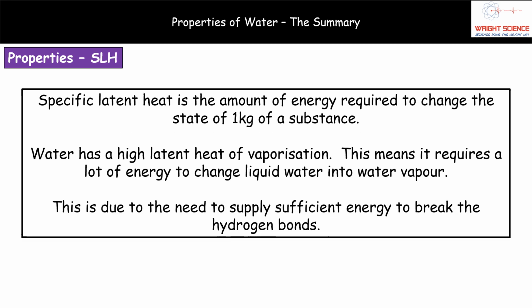Our second thermal property we need to concern ourselves with is the specific latent heat of vaporization. Now, specific latent heat is just the amount of energy required to change the state of 1 kilogram of a substance. And if we're talking about vaporization, that would be to change from liquid to a gas. Now, water itself has this high latent heat of vaporization because it's got all those hydrogen bonds again. So we need a lot of energy to change that liquid water into water vapor, gas state. And therefore, that means it's going to take quite a lot of energy from an organism to do that.